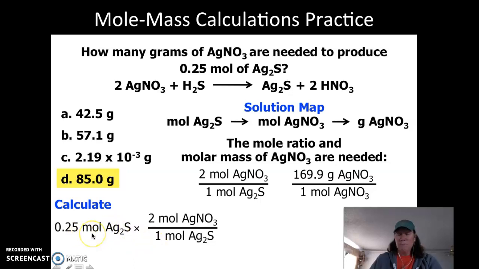Because I start with moles, that's one less step. I don't have to change it to grams, okay? If it's in moles, that's good, you guys. That's one less step you have to do. So put moles of Ag2S on the bottom and moles of what you're trying to find, silver nitrate, on top.